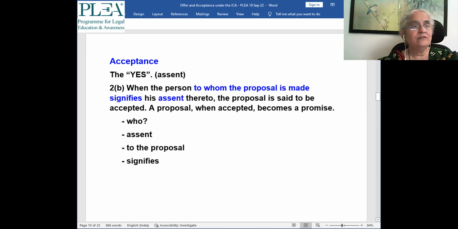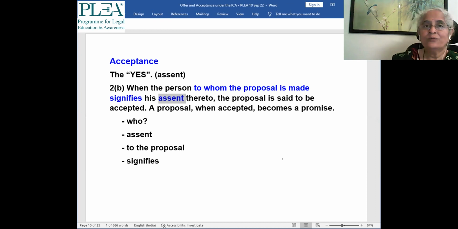The next part of the definition is that this acceptance must be signified, stated, communicated. And what should it communicate? The assent. So it should say yes. It shouldn't say, oh, but no. It shouldn't say, can you give me more information? It shouldn't say, thank you for your proposal, right? But it doesn't say yes to it. These are something less than the assent, and therefore there will be no acceptance.